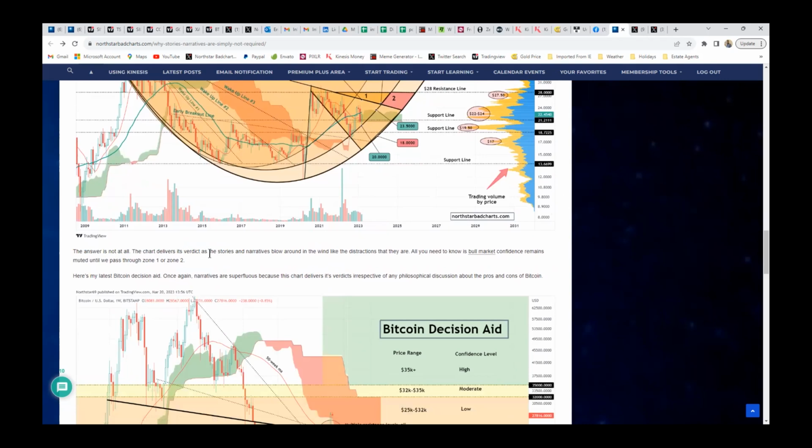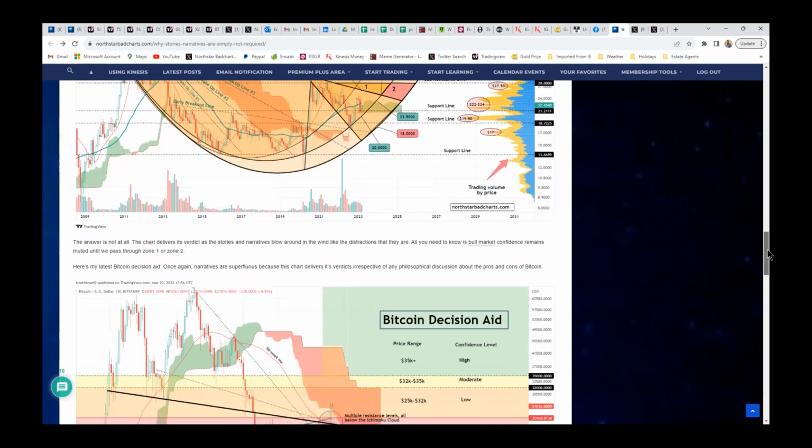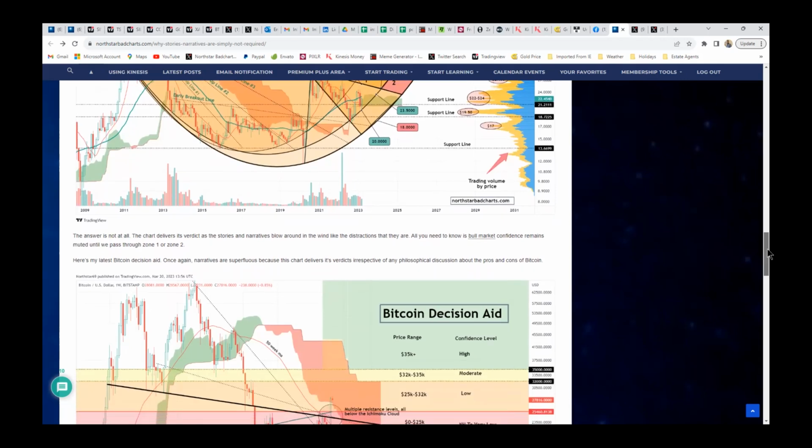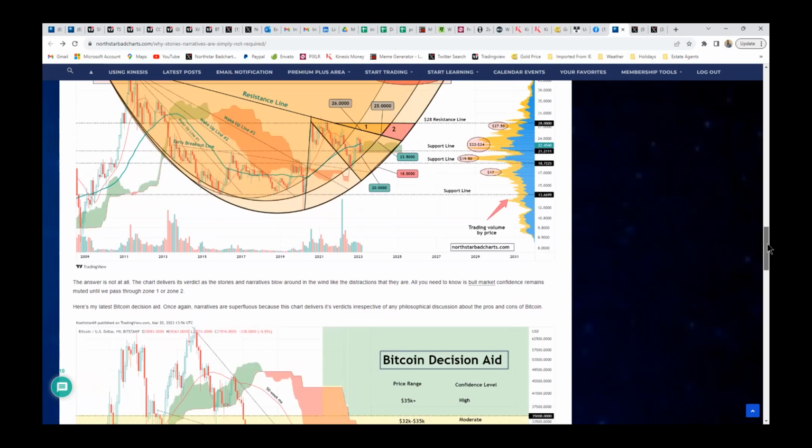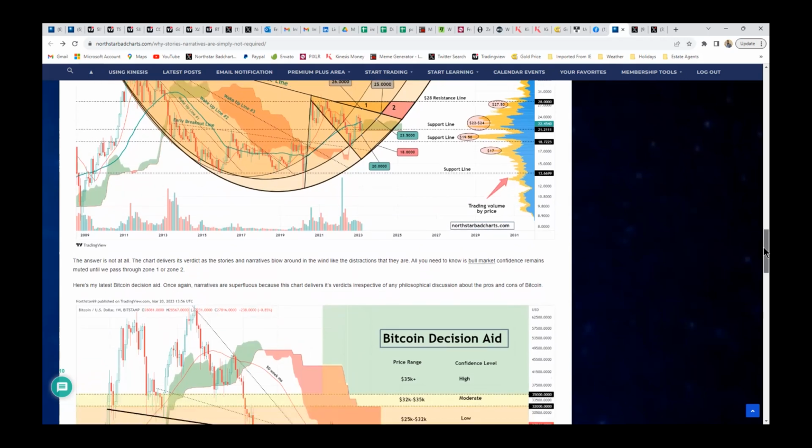The chart delivers its verdict as the stories and narratives blow around in the wind like the distractions that they are. All you need to know is bull market confidence remains muted until we pass through zone 1 or 2. That's it. That's all you need to know. There's nothing else that any investor needs to know. You don't need to know the news stories. You don't need to know any fundamental stories. All you need to know is what price do we need to pass through? At what point do we become truly bullish on silver?